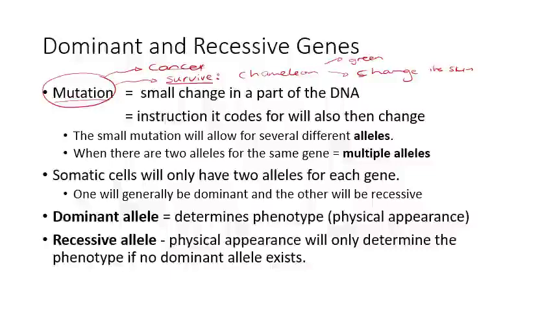Okay, now this mutation is specifically looking at a small change in a part of the DNA. And because of that small change, the instructions it codes for will also change. Think about it. I have a code in this DNA, and that code is MAT. You and I know what a MAT is. We know what it looks like. We know how it feels. We know what it does, right?